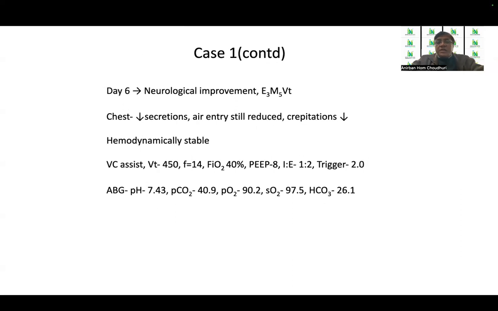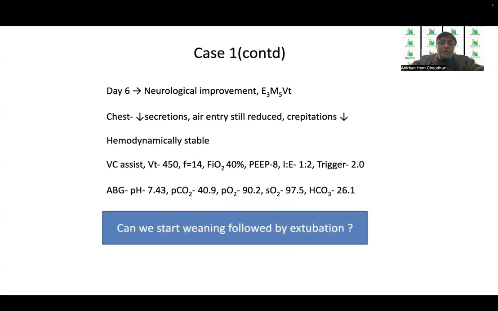If we see subsequently on day 6, the patient's neurological improvement is much better. E3M5VT, the chest secretions are reduced, air entry is still reduced, with fewer crepitations, and the patient is hemodynamically stable. In volume control assist and a tidal volume of 450, the patient is breathing adequately with an ABG which is reasonably normal. PO2 is 90, saturation is 97, and bicarb is also near normal. Now, in this scenario, can we start weaning and then follow up with extubation?